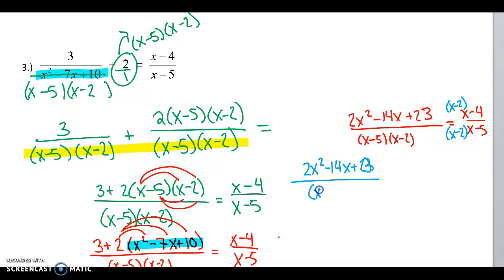23 over (x minus 5)(x minus 2). Okay, now I have a common denominator, (x minus 2)(x minus 5), but whatever I do to the denominator, I have to do to the numerator. And I'm just going to FOIL this out right here.